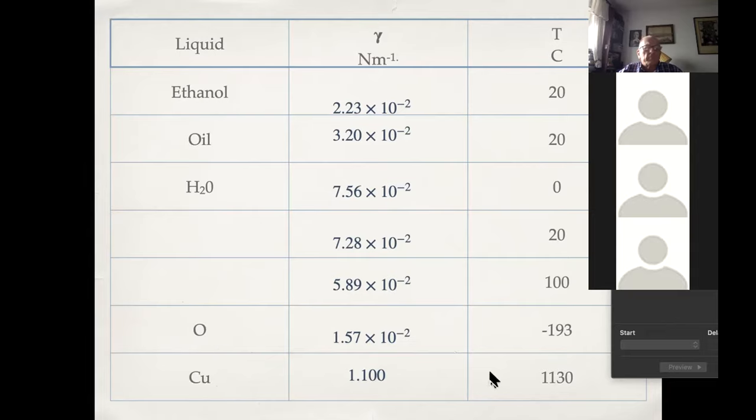Two last positions in my table are oxygen and copper. Oxygen at room temperature is, of course, a gas. But when we cool it to a temperature of something like minus 193 Celsius, then it becomes a liquid, and then it, of course, has a surface tension. And the surface tension of liquid oxygen is 1.57 times 10 to the minus second newtons per meter.